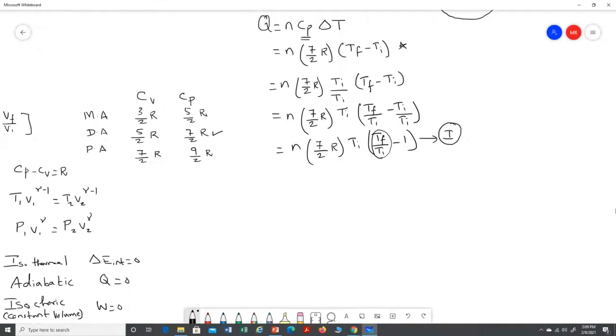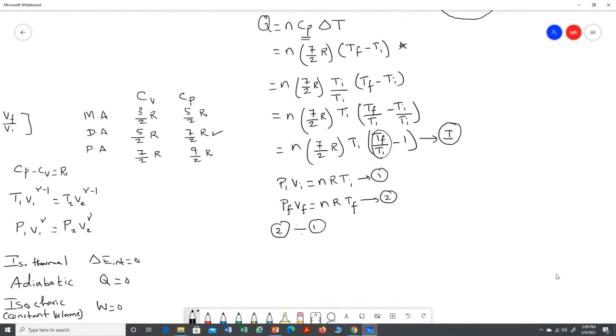PV equals nRT. I can write PV equal to nRT for initial as well as final. So listen carefully. P initial V initial is equal to nR T initial. This is my first equation. I am going to write the same equation for the final also: P final V final is equal to nR T final. Now I am going to divide equation 2 by 1.